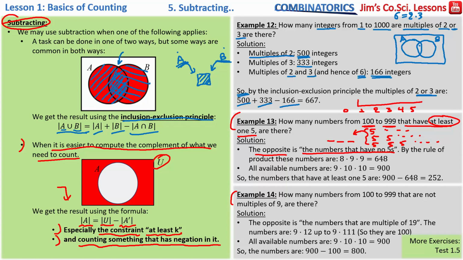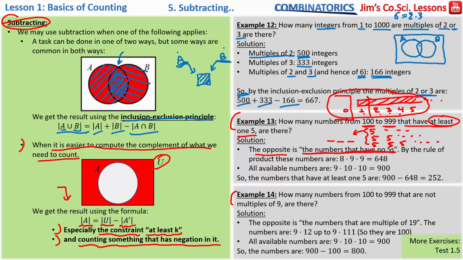So I could have one 5, two 5s, three 5s in this example, but I could have further if I had more positions. I could have four 5s or five 5s. So the solution has all these cases, and it could go further. But if I negate this thing, the only thing that is left is practically 0. So the opposite is the numbers that have no 5s.